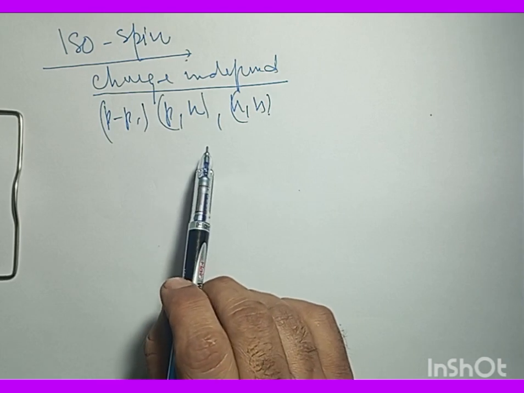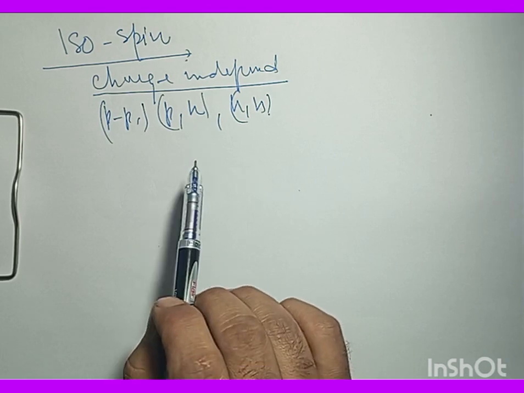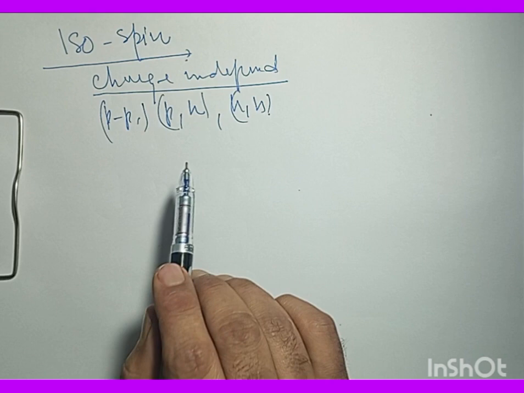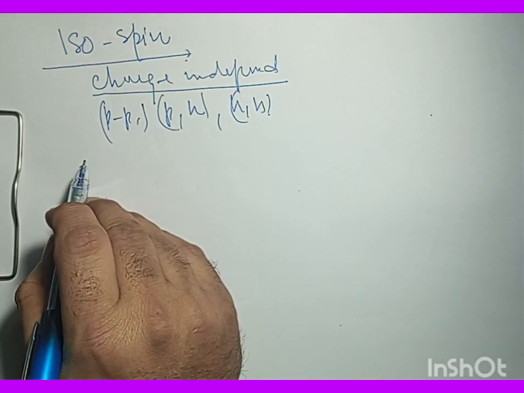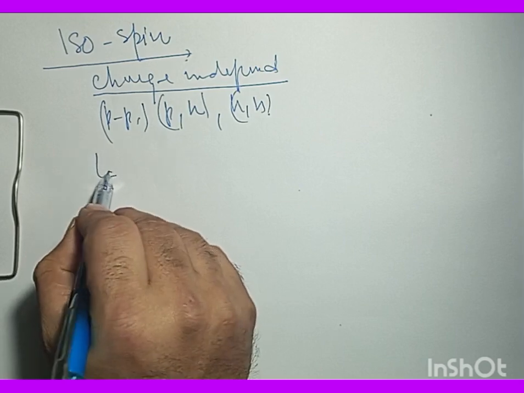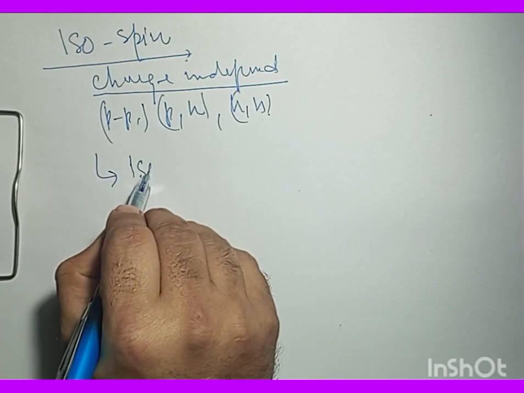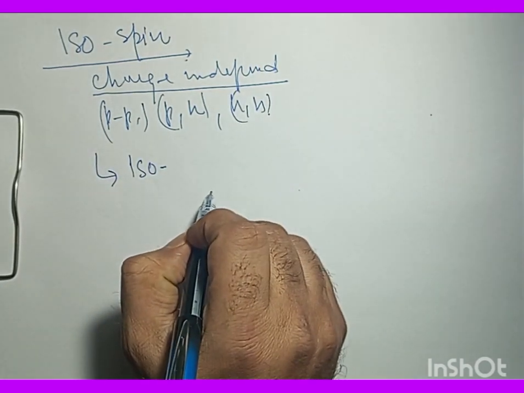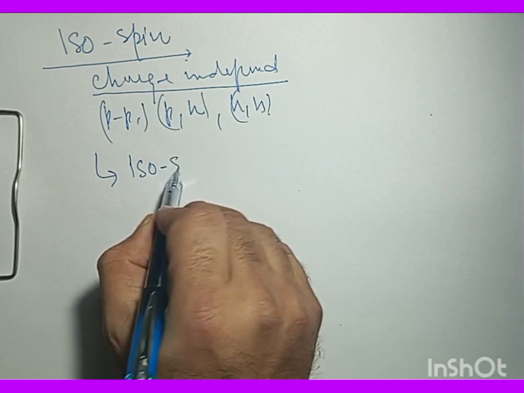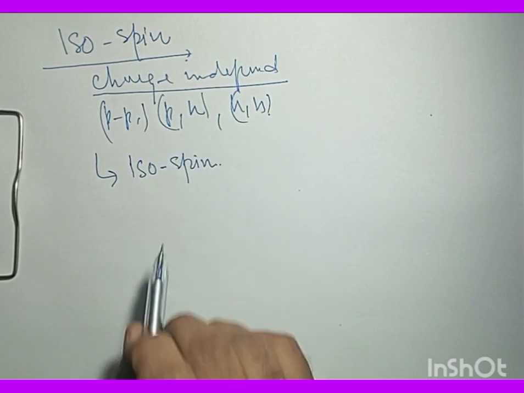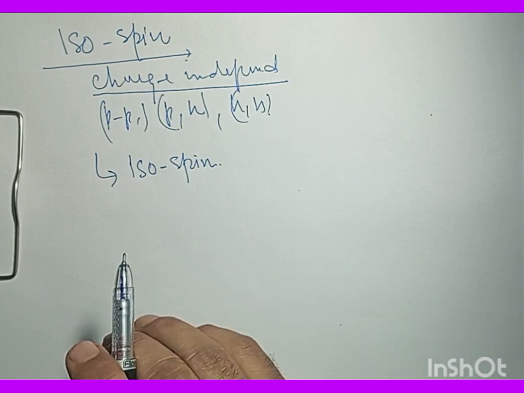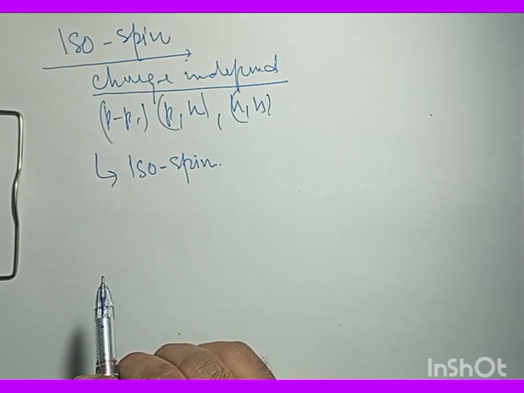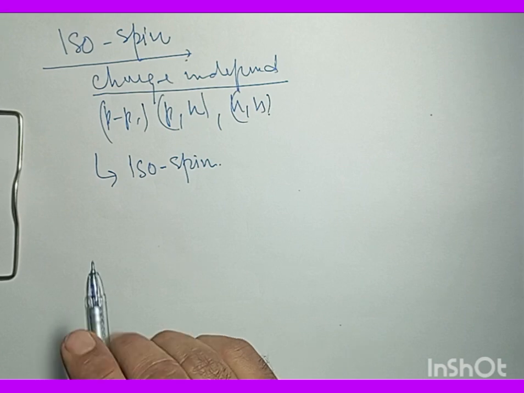And the charge independence of the nuclear force basically leads to the introduction of a new quantum number. This quantum number is called, what is the title of this subject here, isospin. So this isospin is a result of the independence of the charge of the nuclear forces.